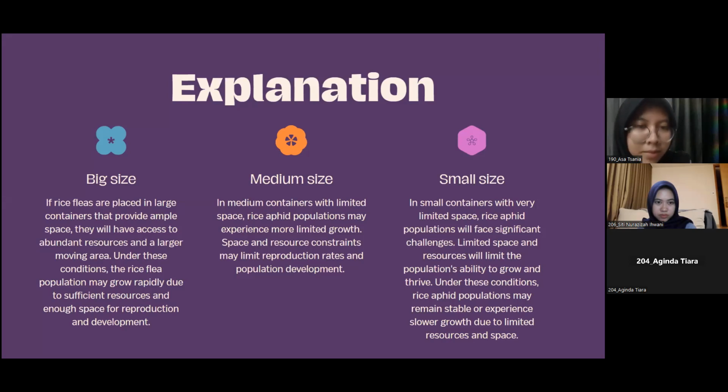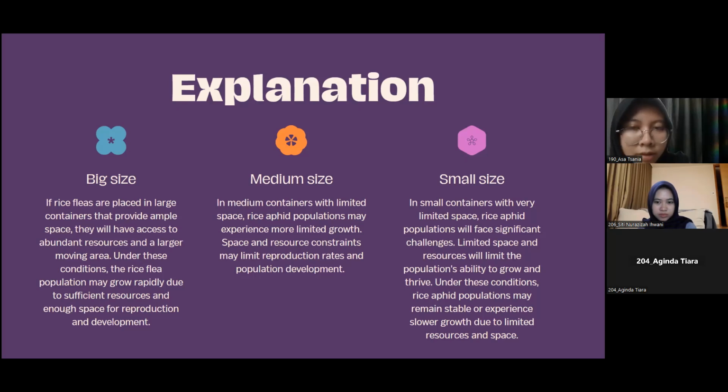And then for medium space. In medium containers with limited space, the rice weevil population may experience more limited growth. Space and resource constraints may limit reproduction rate and population development.